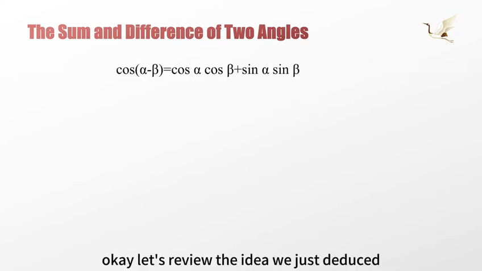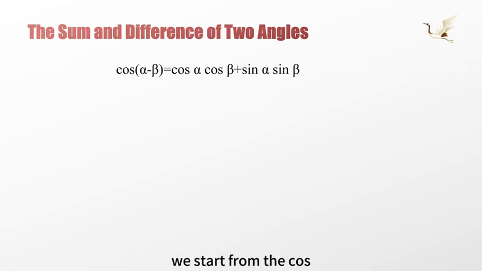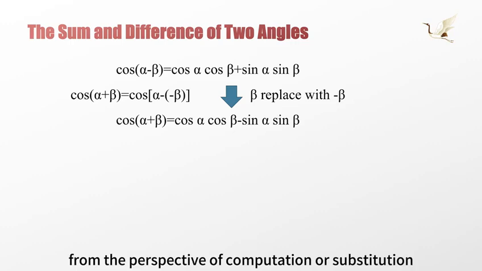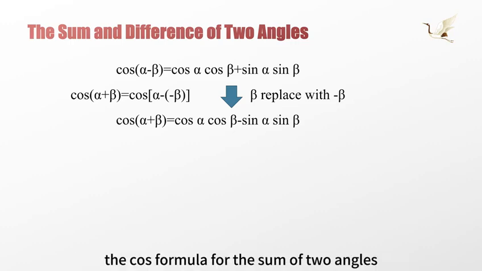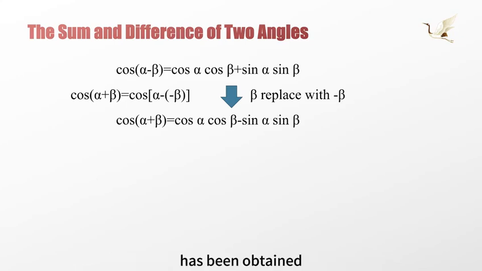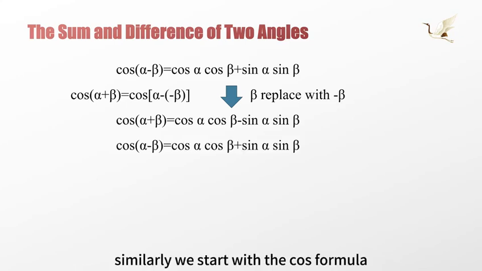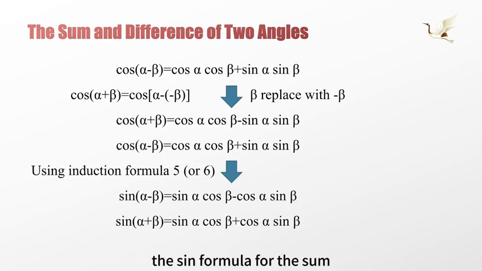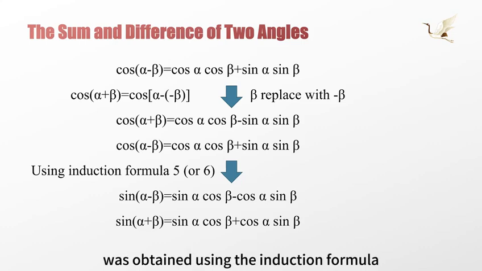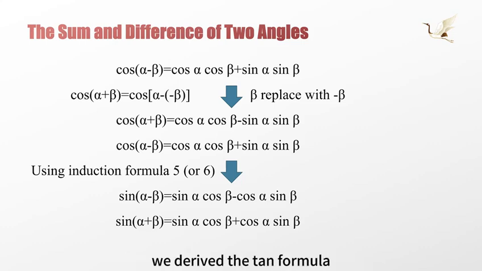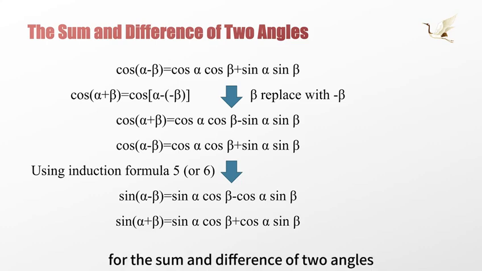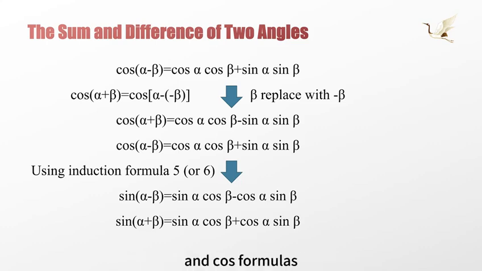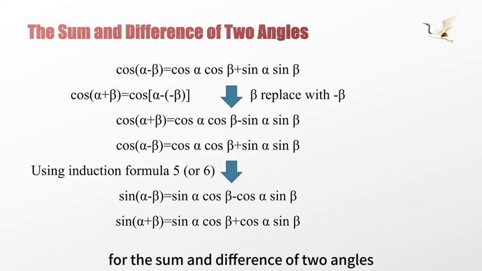Okay, let's review the idea we just deduced. We start from the cosine of the difference between two angles. By substitution, the cosine formula for the sum of two angles is obtained. Similarly, starting with the cosine formula for the difference of two angles, the sine formula for the sum and difference of two angles was obtained using induction formula 5 or 6. Of course, we derived the tangent formula for the sum and difference of two angles by using the sine and cosine formulas for the sum and difference of two angles.